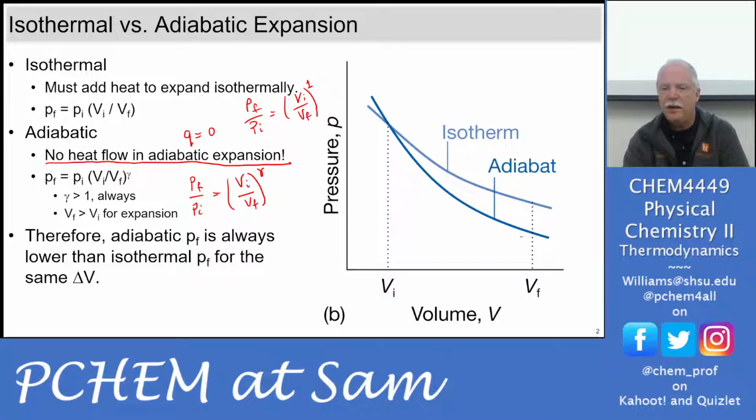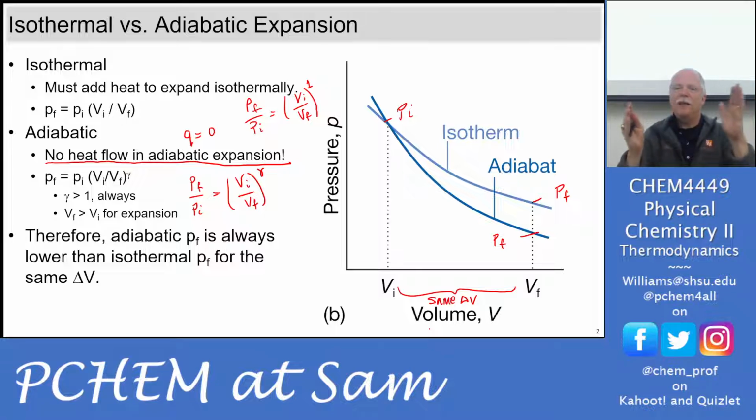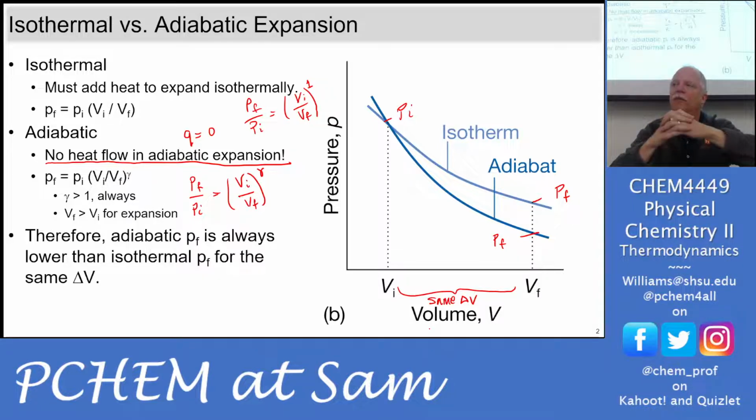So this is PF for the adiabat, and this is PF for the isotherm, if we're looking straight on to the pressure volume plane, if they all start at the same PI. For both of these, this delta V is the same. So for the same expansion, delta V, PF is lower for an adiabat than it is for an isotherm. This is important if you see a cycle with a couple of smoothly varying curves. You need to identify which one's the isotherm and which one's the adiabat. The adiabats are steeper. That's another thing you need this for.